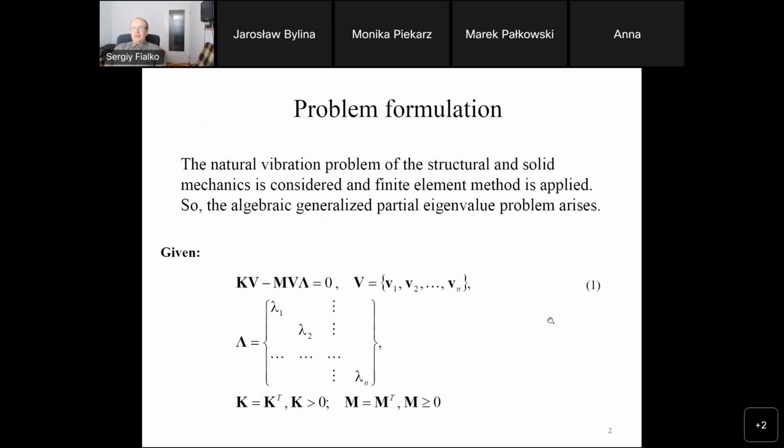We solve the natural vibration problems of structural and solid mechanics, and we use the finite element method. So we obtain the algebraic generalized partial eigenvalue problem 1, where K is a symmetric positive definite stiffness matrix, M is a symmetric semi-definite mass matrix, lambda is a diagonal matrix of eigenvalues, and V is a rectangular matrix consisting of eigenmodes V1, V2, and so on.